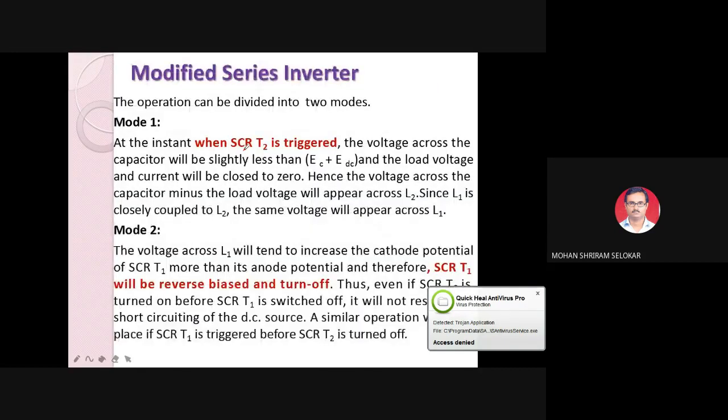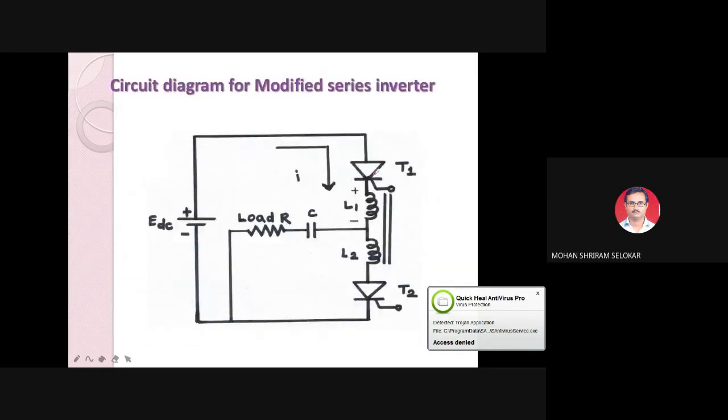Okay, so here the voltage across L2 and L1 will be the same. Now, the voltage across L1 will tend to increase the cathode potential of SCR-T1. Now you can see this is the cathode of T1, right? And here is the anode. Okay, so what happens in this case?